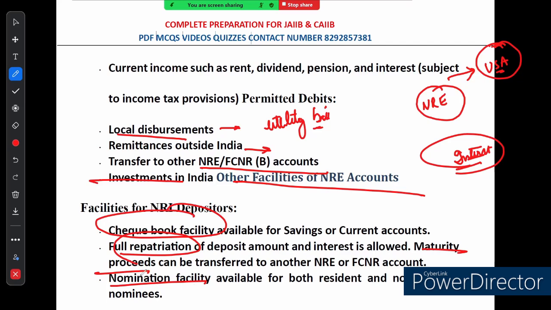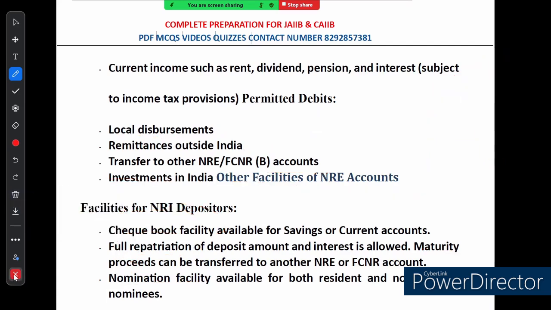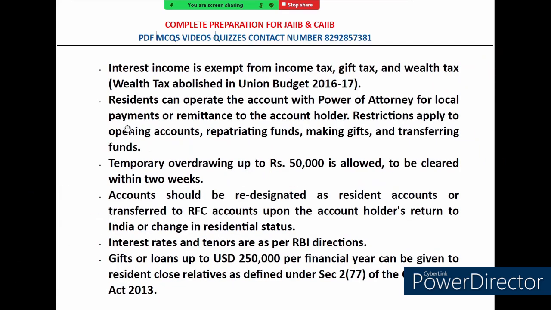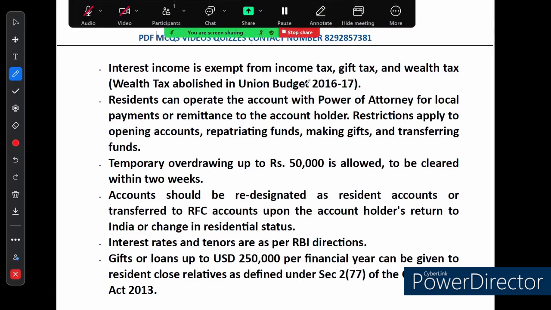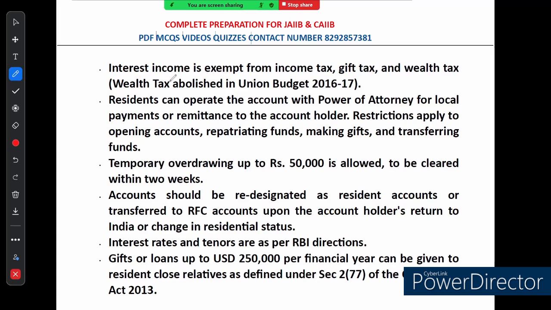Now let's talk about the tax exemption in the next slide. The first thing is, the interest you earn on your NRI account is completely exempted from Indian income tax. Already we have discussed interest income is exempted from income tax, gift tax, wealth tax. There is no gift tax or wealth tax applicable to the funds in your NRI account. Just a quick note, the wealth tax was actually abolished in the Union Budget of 2016-2017, so you don't need to worry about that anymore.